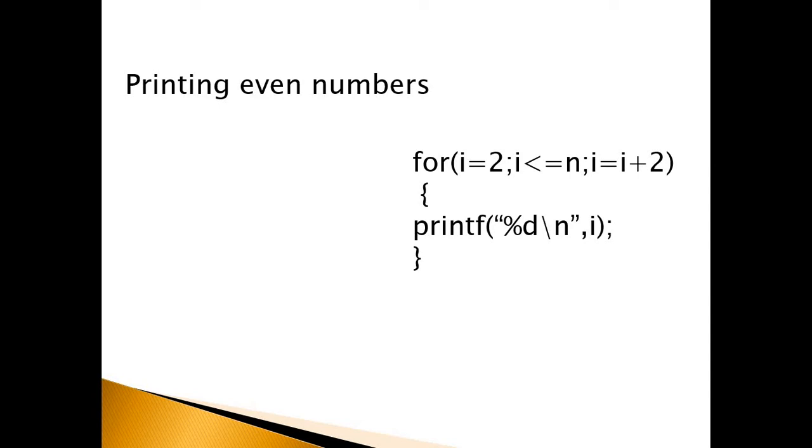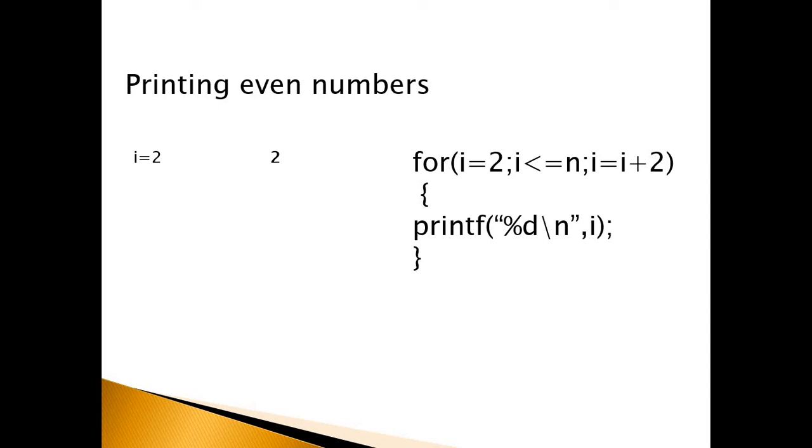How does this code work? Let us understand with an example. Suppose we want to print the even numbers from 2 to 20. i is initialized to 2. It checks the condition. Is it less than or equal to n? In this case, assume that n is 20. Is 2 less than 20? Yes. So it enters the loop where it executes the statement printf("%d", i). What is the value of i? It is 2. So on the screen, 2 will be printed.